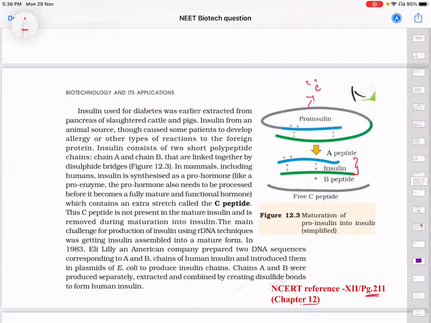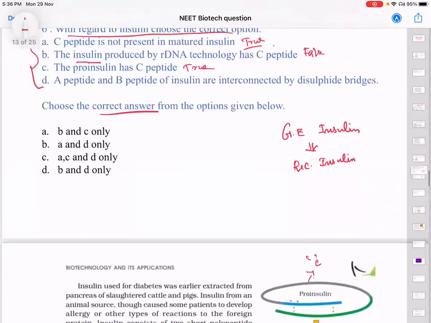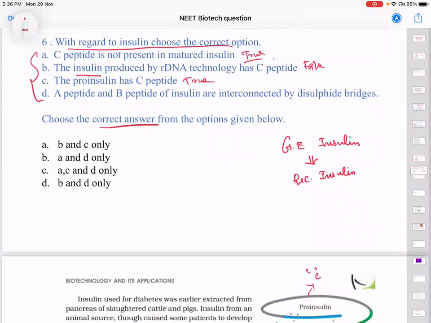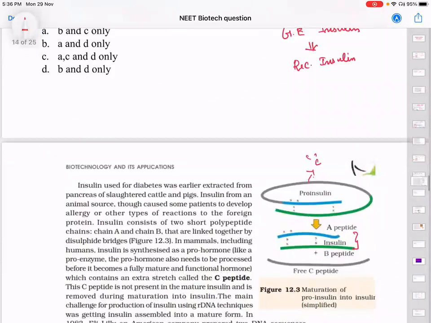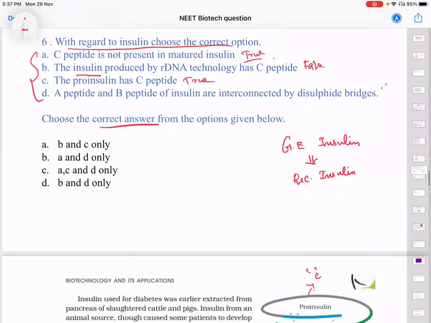How do you make genetically engineered insulin? And the D option is, A peptide and B peptide of insulin are interconnected by disulfide bridges. So you can see this. This is nothing but the disulfide bridges. I'll make it clear. So A peptide, B peptide. There are 2 subunits in the insulin hormone. You'll be aware of A and B with 20 and 31 amino acids. So the total number of amino acids in an insulin protein will be 51, if I'm right. The 2 chains are connected by disulfide linkage. So this statement is also true.